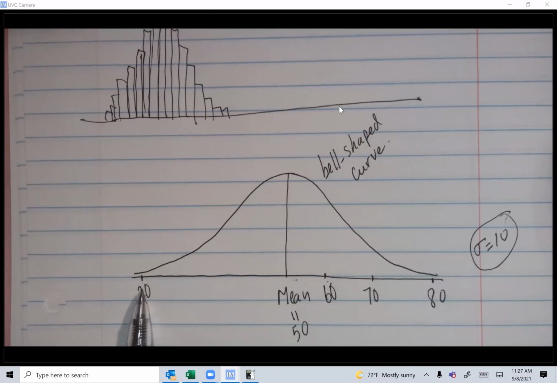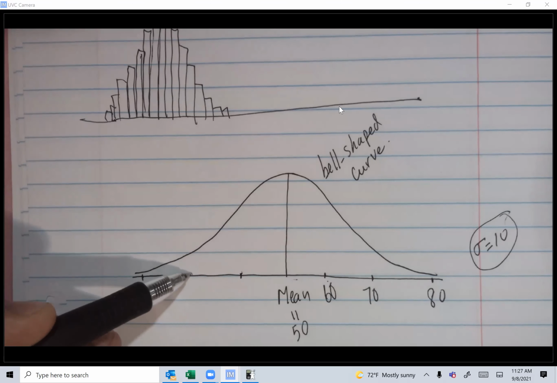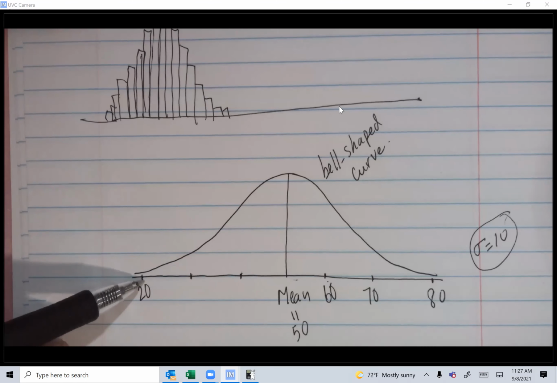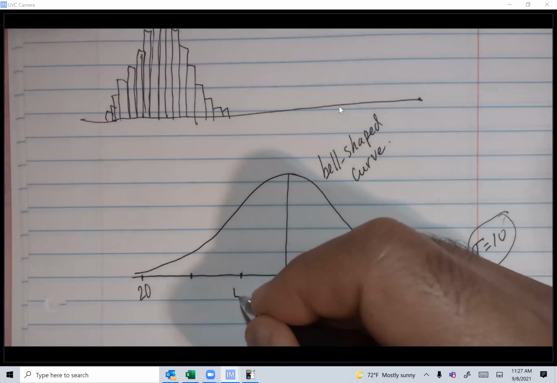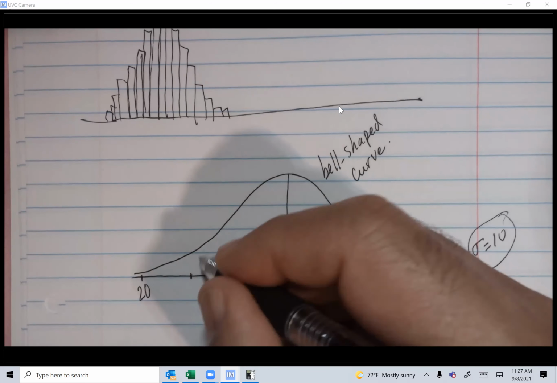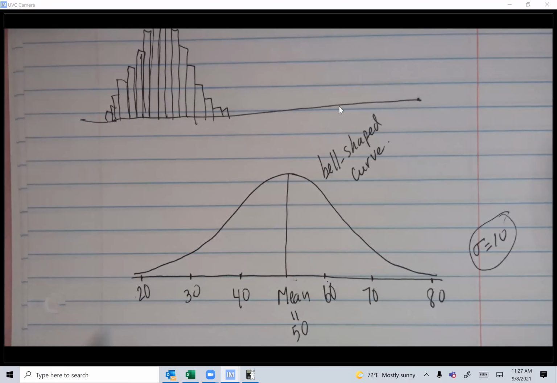And the 20, where did I come up with 20? This is what I did, guys. I subtracted a 10, then I subtracted another 10 from 50, and then I subtracted another 10. So 50 minus 10 is 40, and 40 minus 10 is 30, and 30 minus 10 is 20. And you can see most of the values are picked up between 20 and 80.